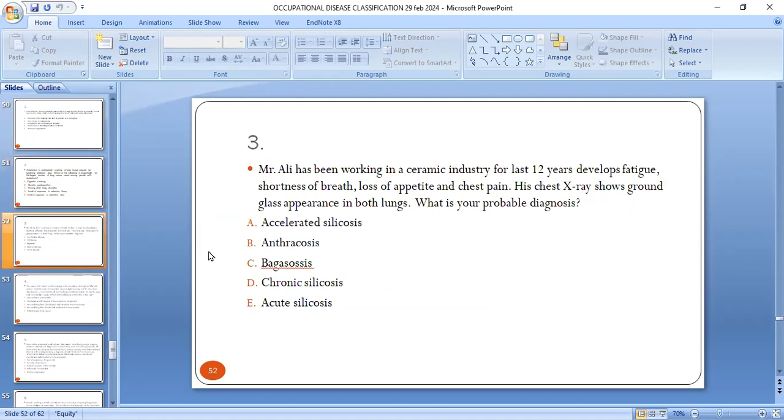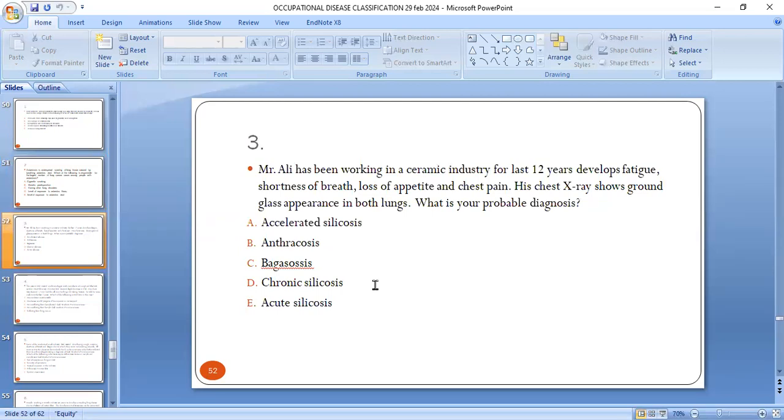Mr. XYZ has been working in the ceramic industry for the last 12 years, with fatigue, shortness of breath, loss of appetite, and chest pain. His chest X-ray shows ground glass appearance in both lungs. What is your probable diagnosis? Is it accelerated silicosis, anthracosis, bagassosis, chronic silicosis, or acute silicosis? It's D, chronic silicosis. Bagassosis is caused by inhaling sugar cane dust.